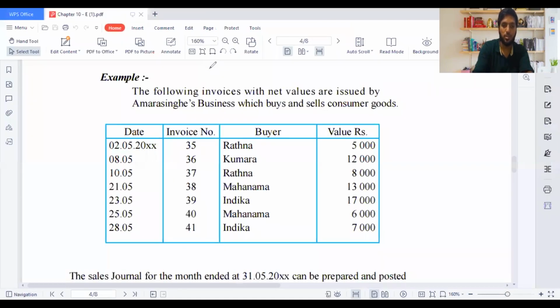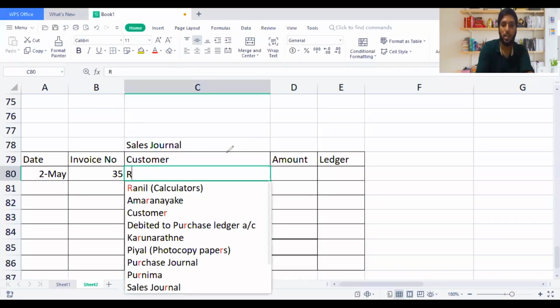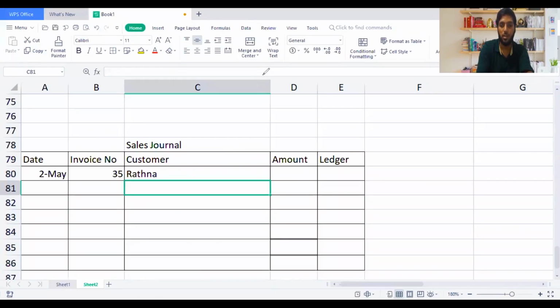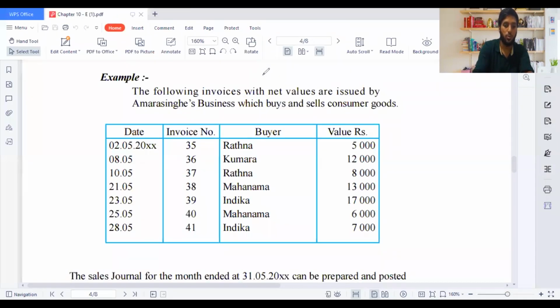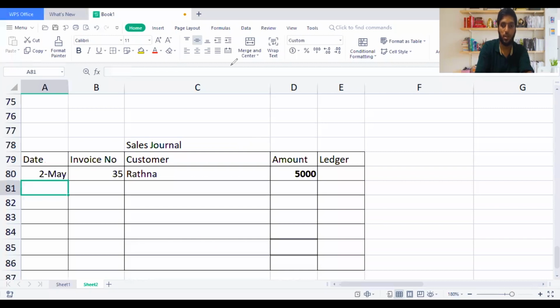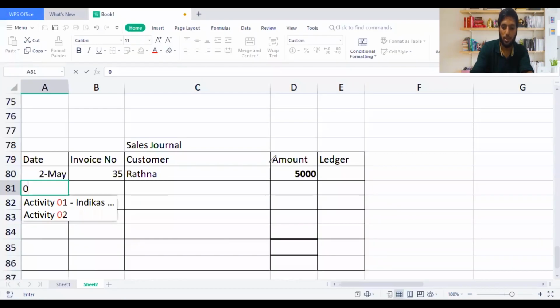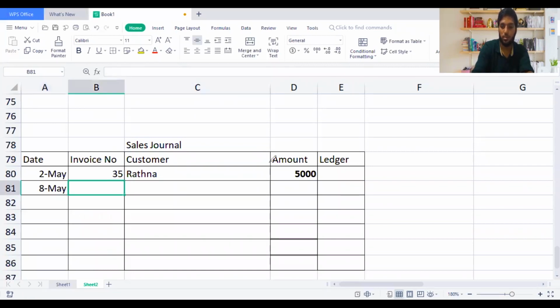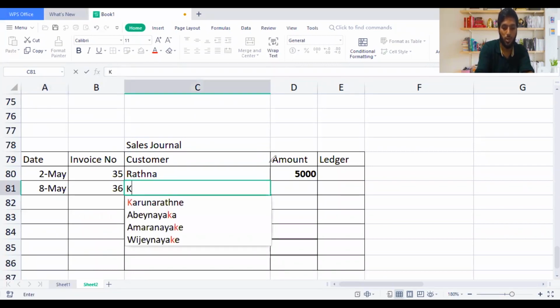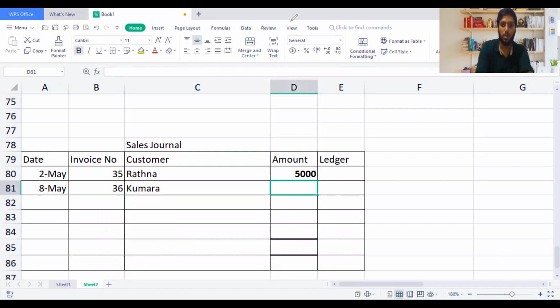What's the customer's name? Ratna. And what is the value this Ratna is purchasing from us? 5,000. So I'm going to write 5,000 in the amount column. That easy, guys. Then the next part: we have 8th 5th, invoice number 36, Kumara. What is the value they have taken? The value for Kumara is 12,000. So I'm going to record 12,000 under the amount column. That easy.